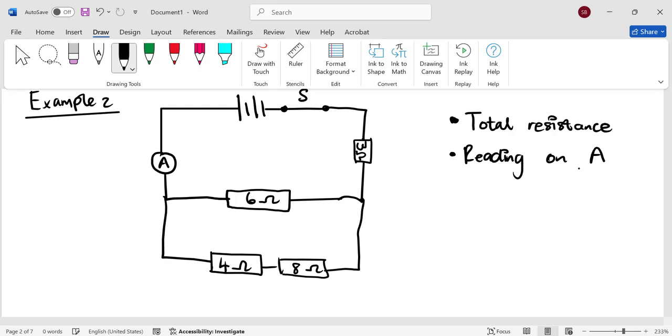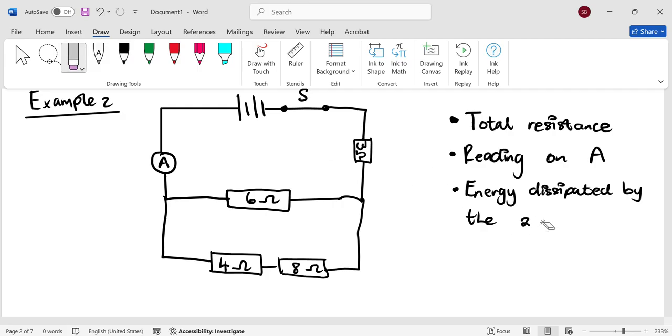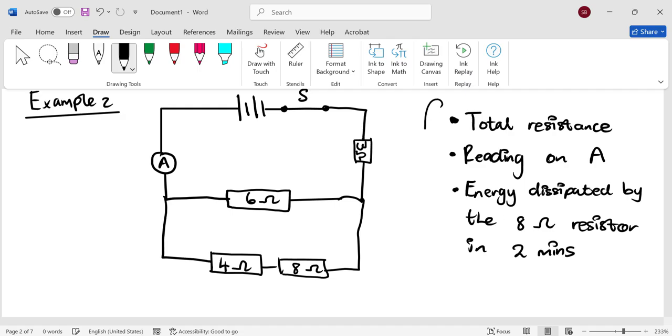And the third question says I need to determine the energy, right? So it wants the energy dissipated by the 8 ohm resistor, right? So it wants the energy dissipated by the 8 ohm resistor in exactly 2 minutes. And so these are the questions that we must focus on. But remember, before you answer any question, look at the analysis.